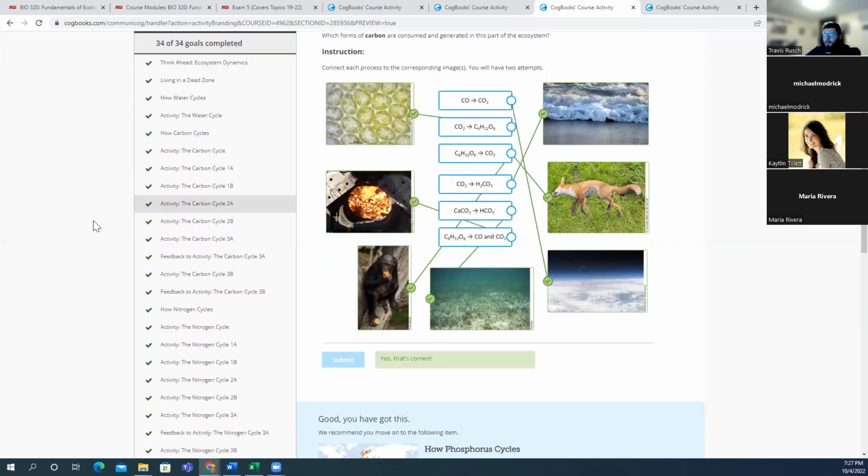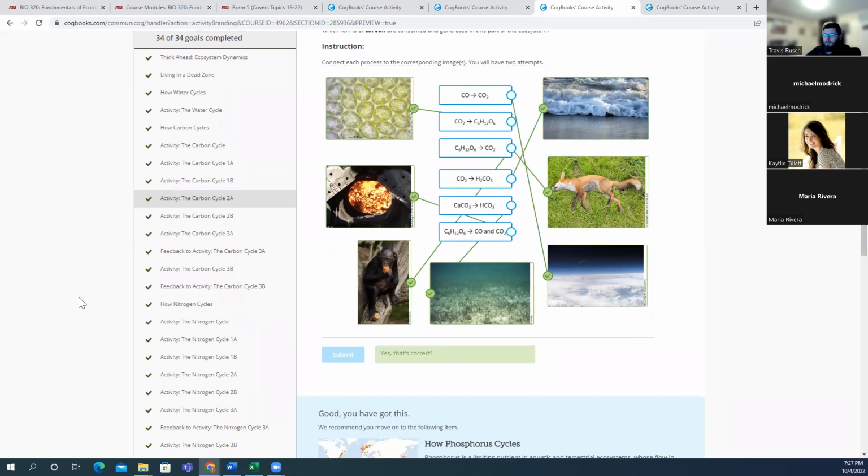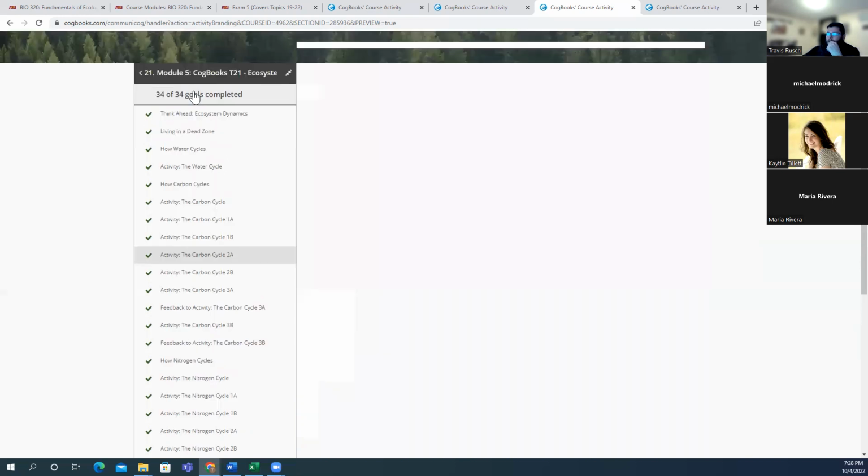Was there another activity that anybody wanted to go over? There are several from this section. I have a question. Do we have to know like the actual cycles, like the water cycle, the carbon, the nitrate, the phosphate? Those are not going to be as important as a lot of these activities below. Okay, so just mainly knowing how it's transferred in an ecosystem.